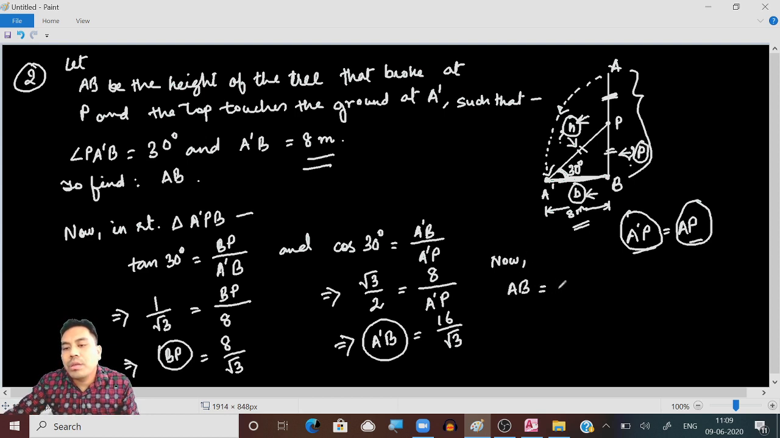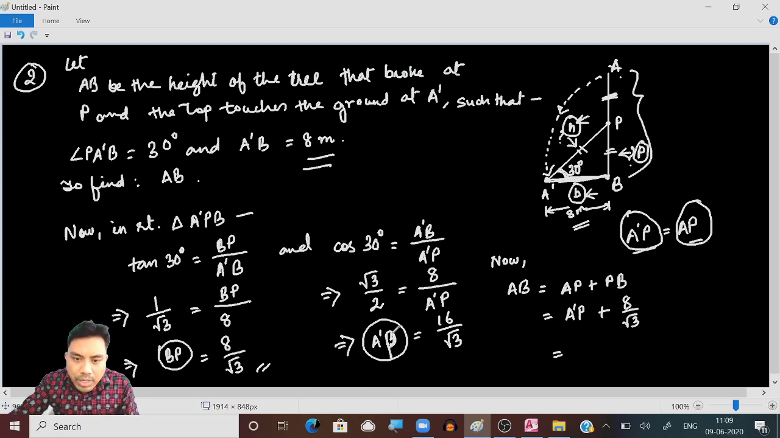Now AB will be equal to AP plus PB. Look at the figure when I'm doing. This whole AB will be equal to AP plus PB. In place of AP, we can write A dash P, and the PB value we already got, 8 by root 3. Sorry, this should be A dash P, which we also got as 16 by root 3, plus 8 by root 3.